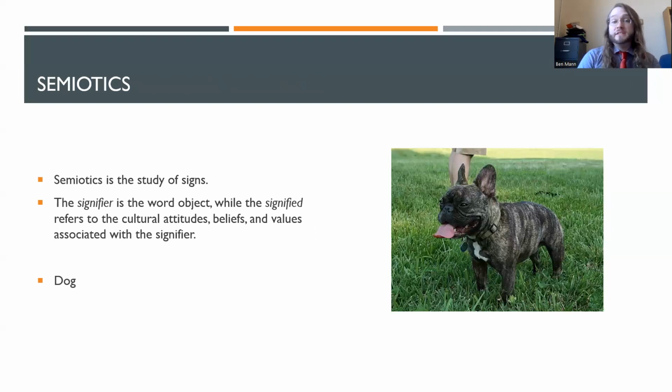So when it comes to conducting textual analysis, the 2 areas we'll focus on today are semiotics and rhetorical analyses. Let's first talk about semiotics, right? So semiotics is the study of signs.